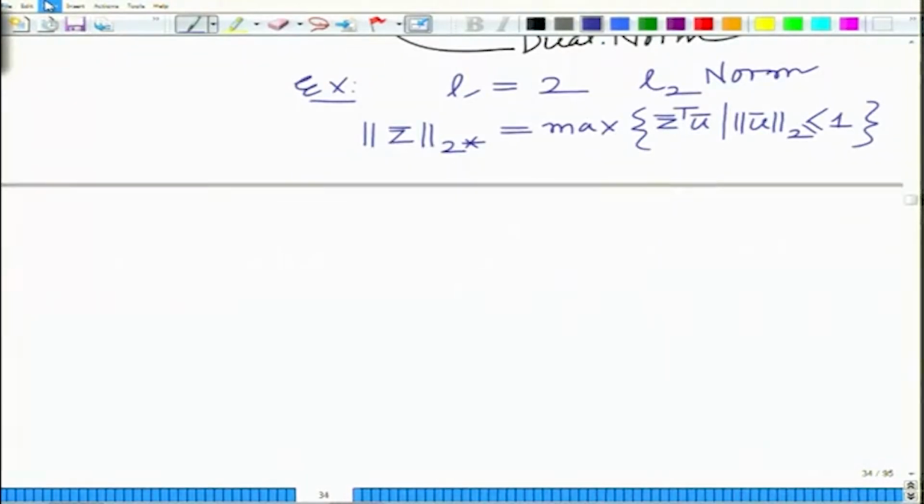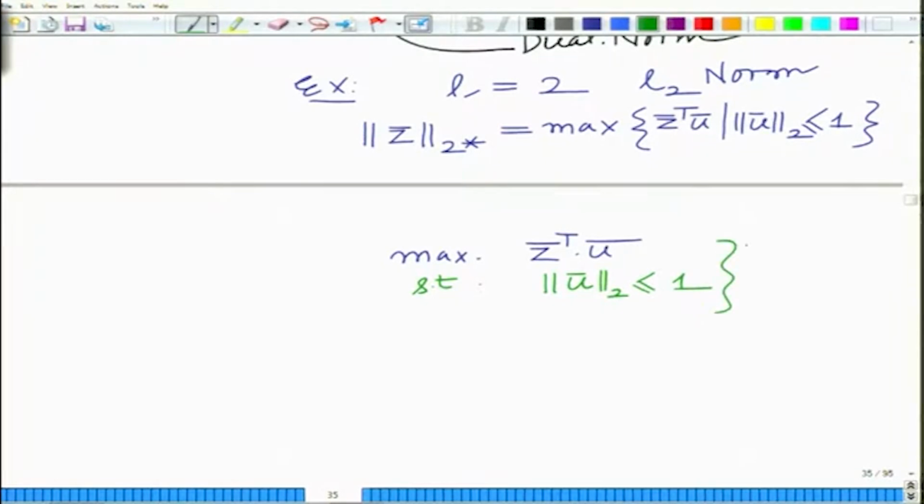Now if you look at this, you have this maximum of Z bar transpose U bar over all such vectors with norm U bar 2 less than or equal to 1. This is the pertinent optimization problem, and of course you can see this is convex in nature because this is a linear objective with a convex constraint. Okay, and now this is easy to solve.